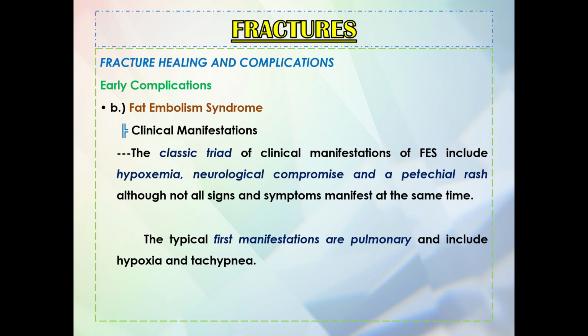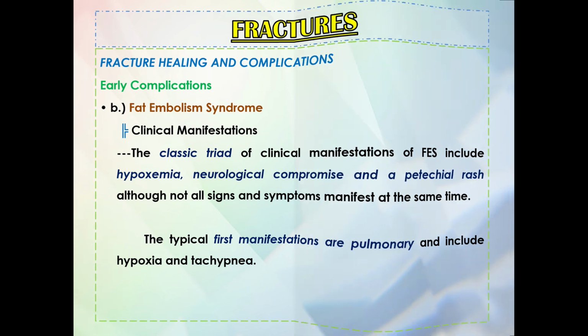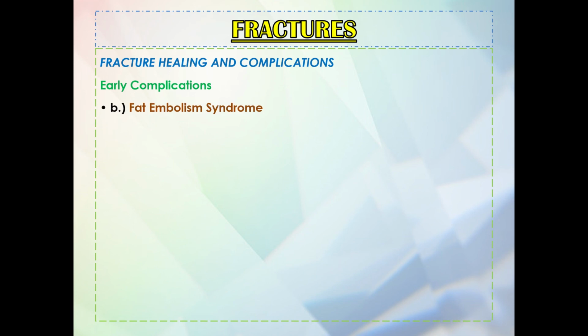So for the typical first manifestation among the triad is yung pulmonary muna. Okay, so the first manifestations are pulmonary and include hypoxia and tachypnea. So there will be a problem first kapag may FES si patient. So ang unang symptoms or sign is nagkakaroon tayo ng pulmonary manifestations such as tachypnea or hypoxia, nahihirapang huminga si patient, or nagkakaroon tayo ng kakulangan sa oxygen sa paghinga sa ating pasyente. Okay? So that is the first.